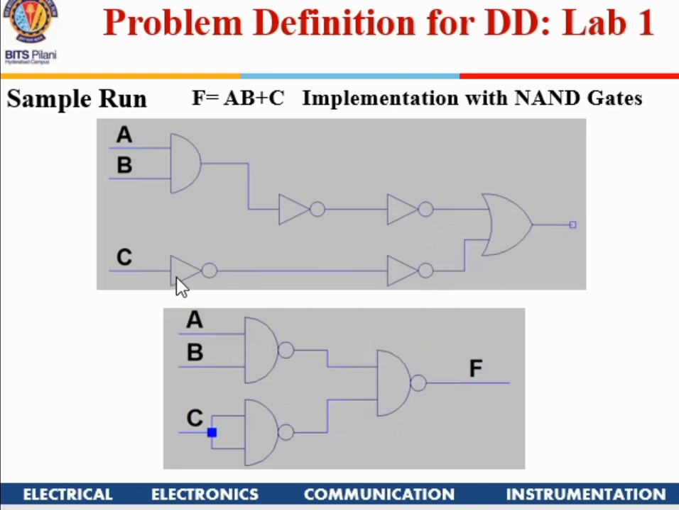Okay. Now there is one inverter, so I am going to use a NAND gate with the inputs shorted. So this will behave like an inverter. You see, now the same function F equal to A plus B plus C has been implemented with three NAND gates. Is it okay? So this also I am going to demonstrate to you.